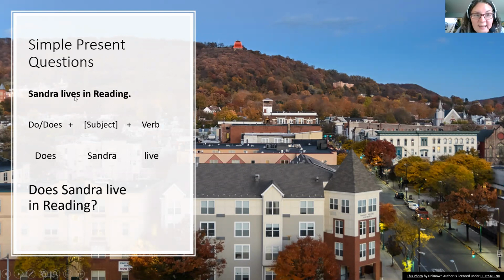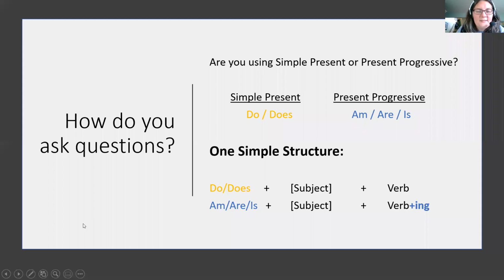And remember, we take that S off, right? Because the verb in the sentence is lives, we need that S because Sandra is a she. We need that S here, but it kind of pops off the end of this verb and goes up front here. We only need the simple present tense of the verb, no S. Does Sandra live? We put on the rest of the sentence, in Reading. All right. So how do you ask questions?